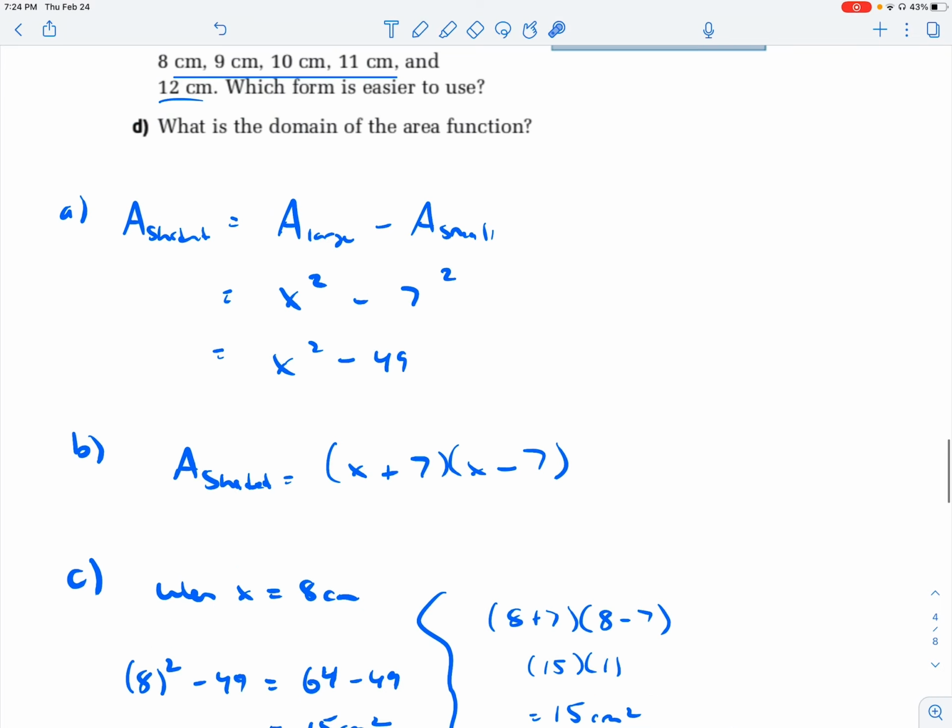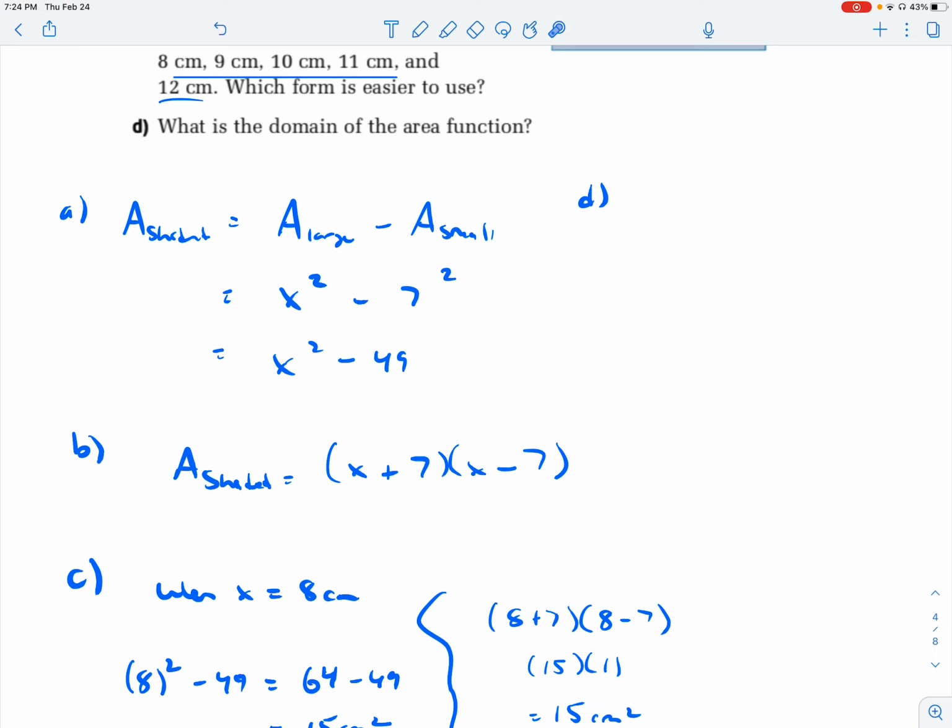So both these expressions are equivalent. You can tell what they're trying to get at with this example. However, I do like doing calculations in this one here. They are a bit easier. All right, moving on to D. What is the domain of the area function?